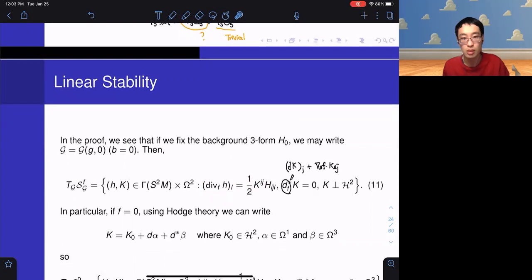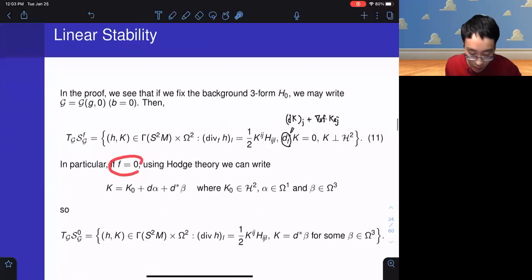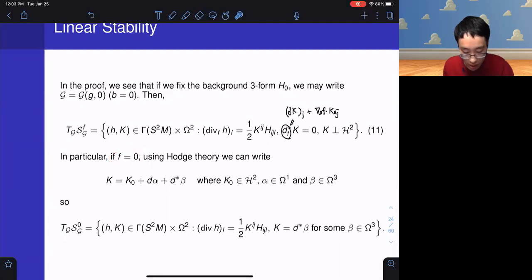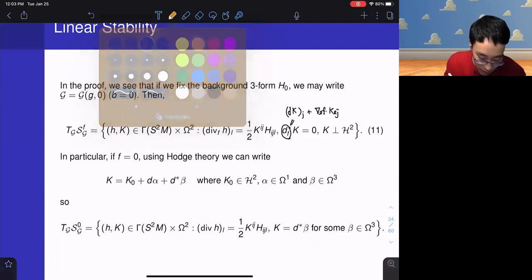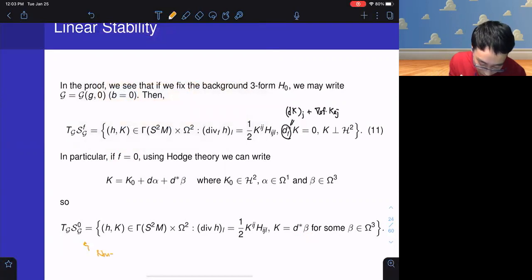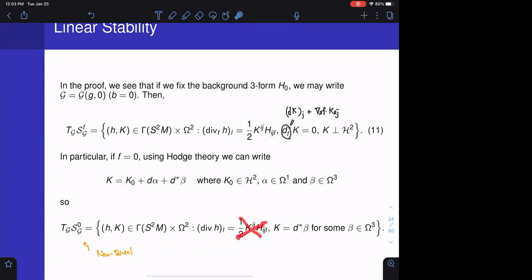Then back to the generalized Einstein case, if you force that F is 0, then by Hodge theory, we can say that K is actually D star of something. Okay, so this is the non-trivial variation we need to consider. Again, you can see that if you are in the H0 case, if H is 0, this quantity is actually 0.